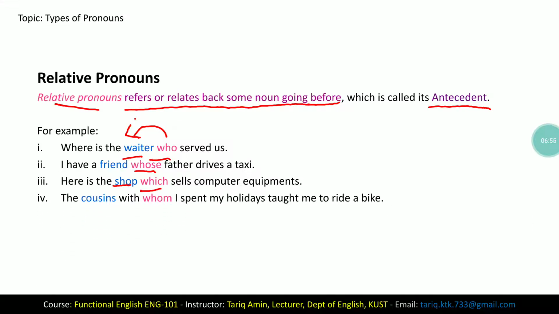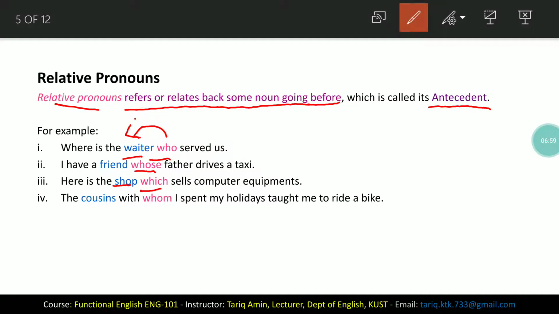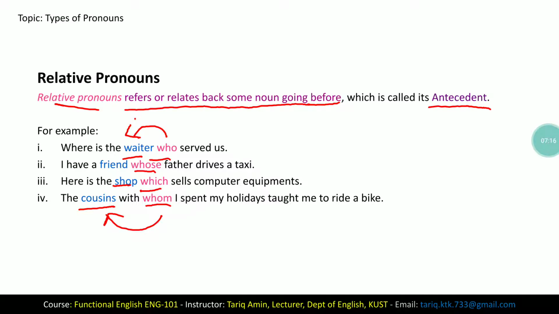The cousins with whom I spent my holidays taught me how to ride a bike. In this example, cousin is a noun and whom is the relative pronoun because it refers back to the noun cousin, and cousin is the antecedent of the relative pronoun whom. So a relative pronoun is a pronoun that is used to relate or refer back to a noun that goes before it, and the noun that goes before it is called its antecedent.